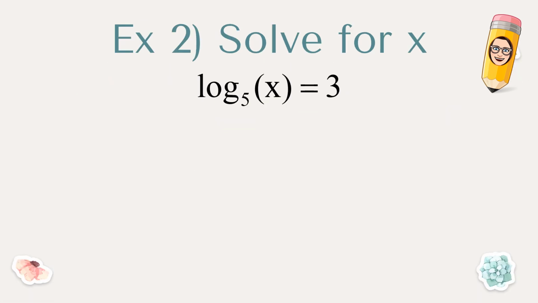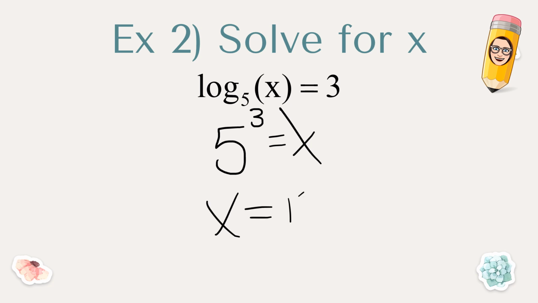So let's keep going with solving similarly. The base becomes the base, the answer becomes the exponent. So easy to get started, right? So x is 125. Perfect.